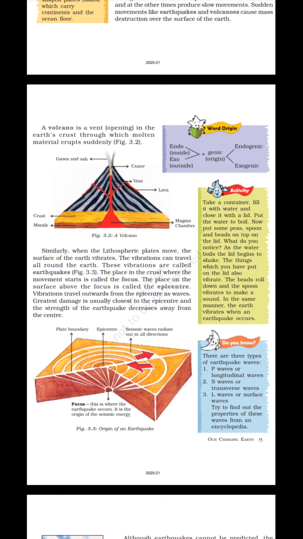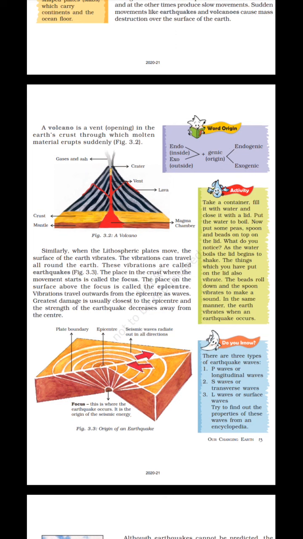Word origin: endo inside, exo outside. Endo plus genic, endogenic; exo plus genic, exogenic. A volcano is a vent opening in the earth's crust through which molten materials erupt suddenly. Take a look at figure 3.2.